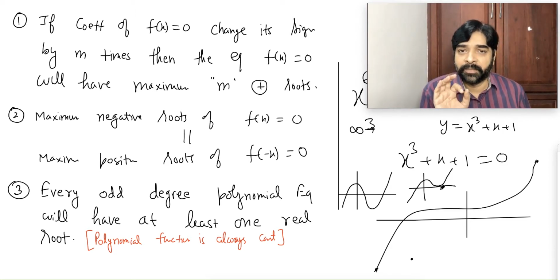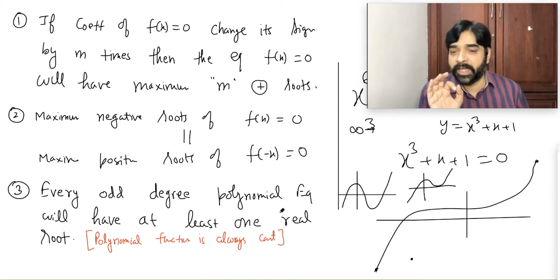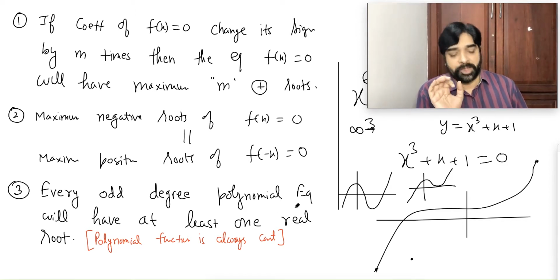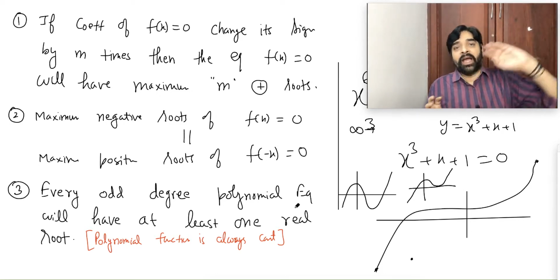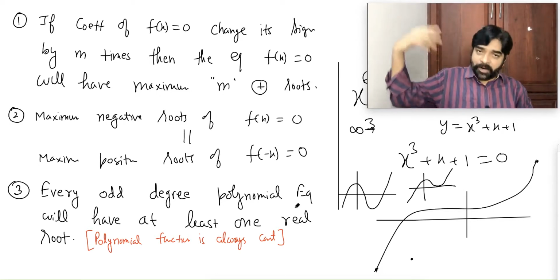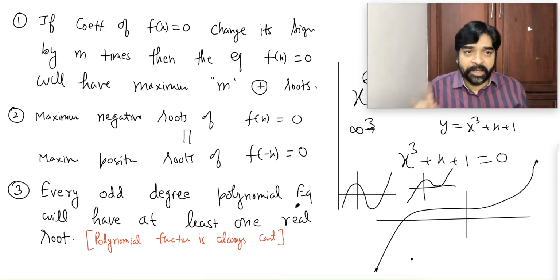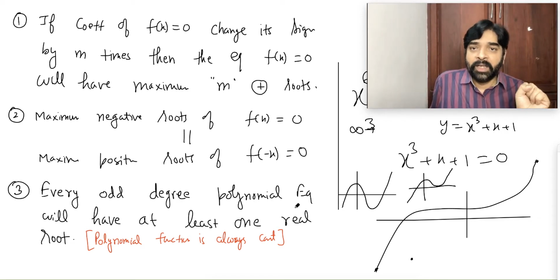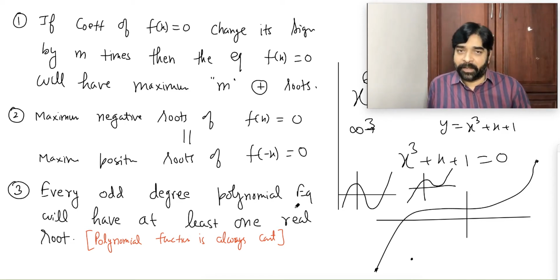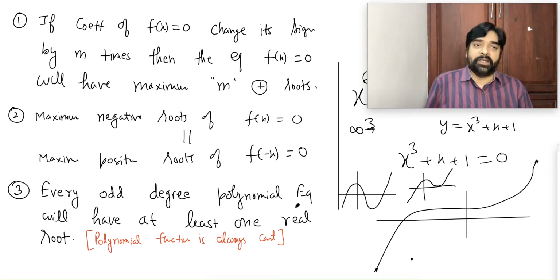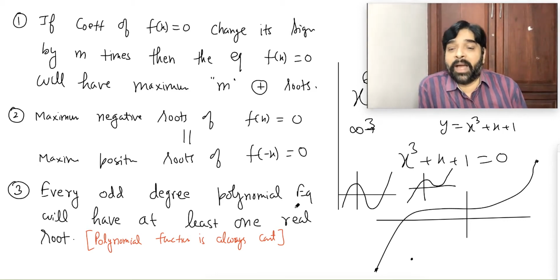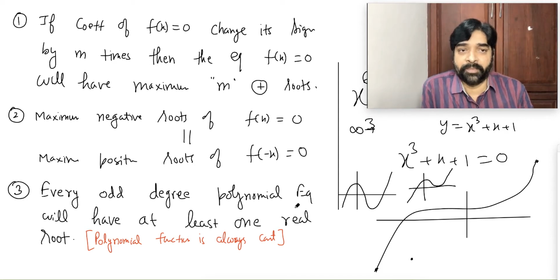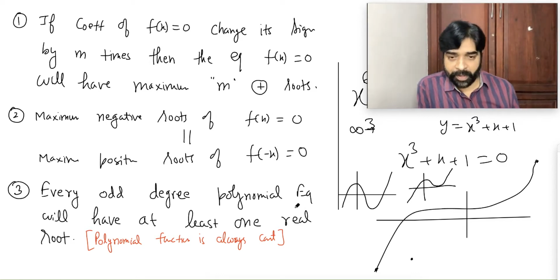Did you understand? Any odd degree polynomial will surely start from minus infinity and go to plus infinity, or start from plus infinity and go to minus infinity, depending on the sign of x cube or the maximum degree term. So 100% one intersection will take place, minimum one intersection. That's why every odd degree polynomial will have at least 1 real root. Is it clear to everybody? Okay.